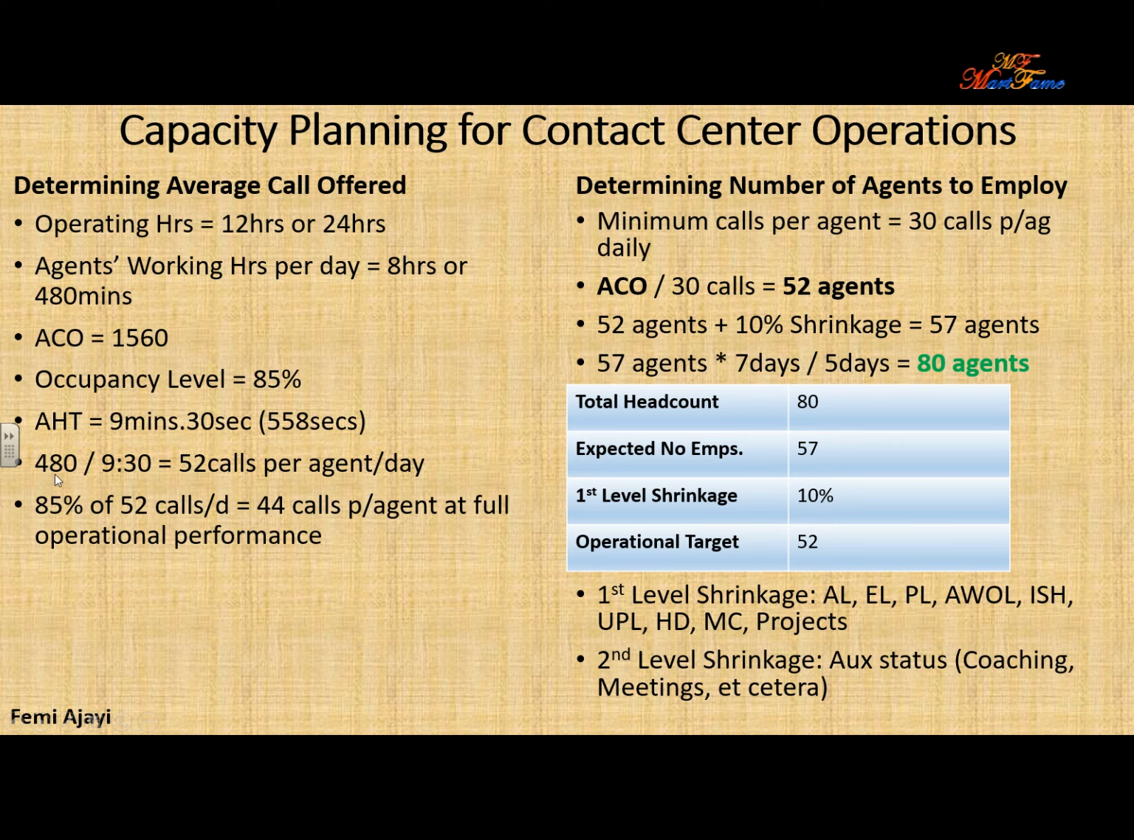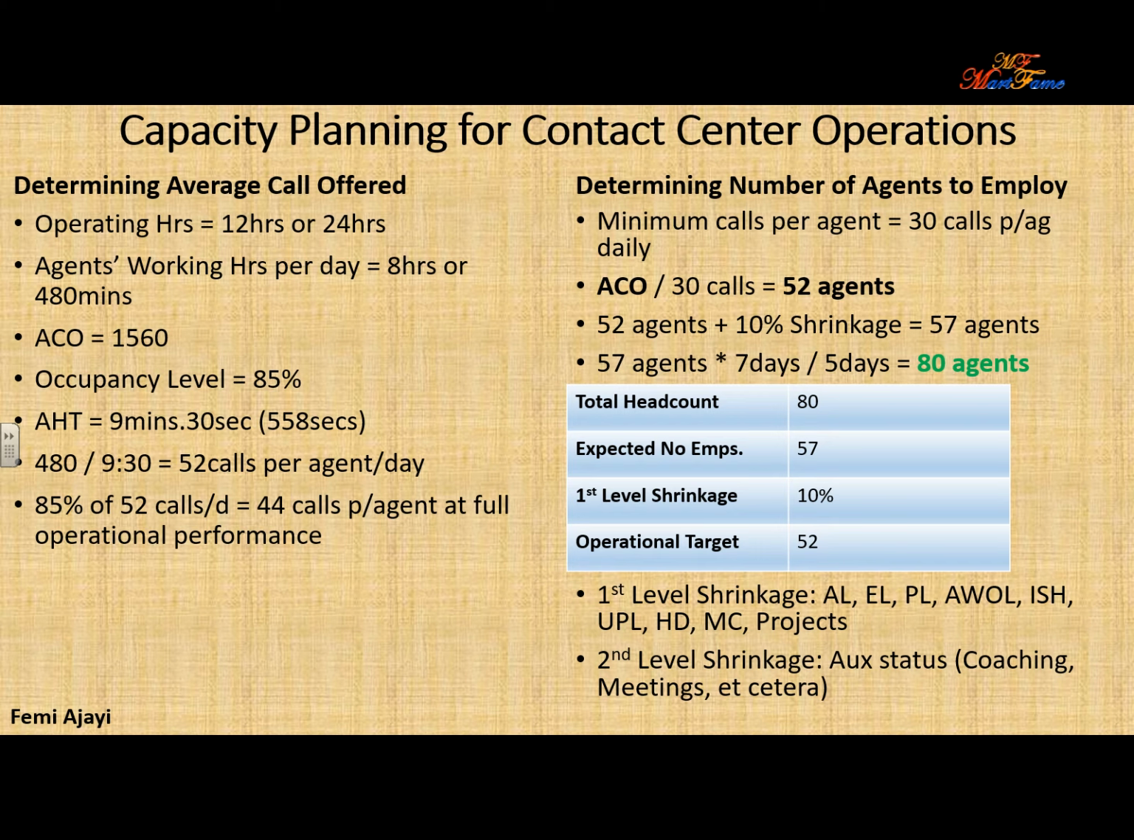The next thing here is to start with the calculation. So now that we know that each agent will be working 480 minutes, divide that by the AHT, which is 9 minutes 30 seconds. That will bring us to the result, 52 calls per agent. That means each agent will be taking 52 calls per day. This is at the full operational level. We're talking about 100% occupancy level.